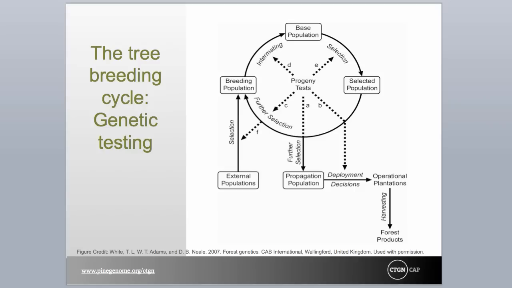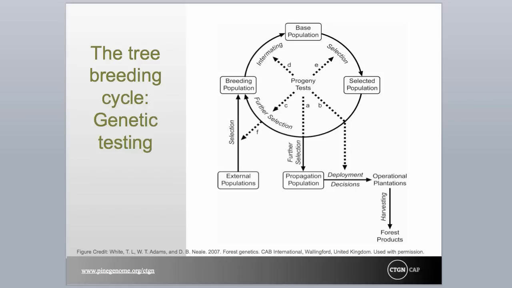1. Improving propagation populations. 2. Maximizing gain from deployment, that is, matching G by E. 3. Upgrading breeding populations. 4. Optimizing mating designs. 5. Improving the selection index for advanced generation selection. And 6. Evaluating infusions, and so forth.